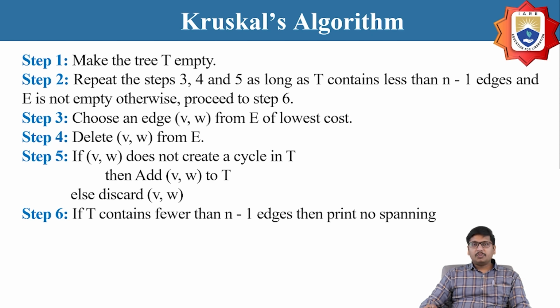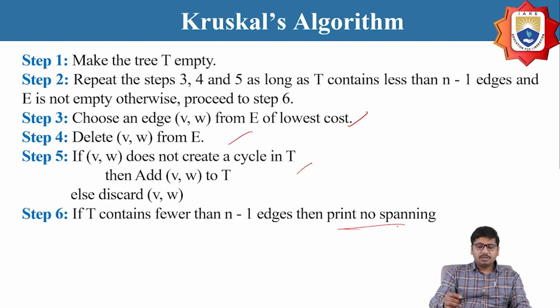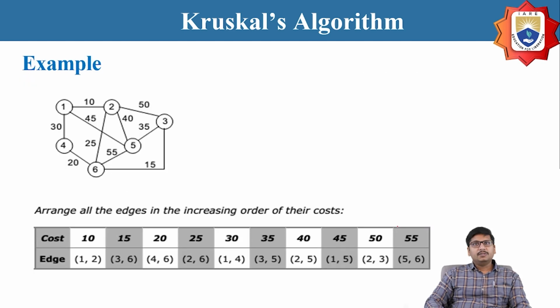For this, initially I create an empty tree and repeat steps 3, 4, and 5. Choose the edge of the lowest cost and delete it from the edge set, and if the edge does not form a cycle, then only I add it to the tree. If the tree contains fewer than n-1 edges, then no spanning tree is produced. So let us consider a graph.